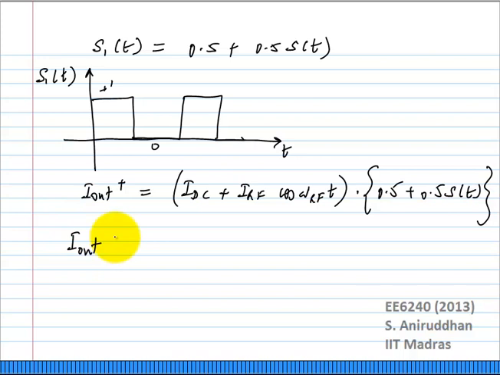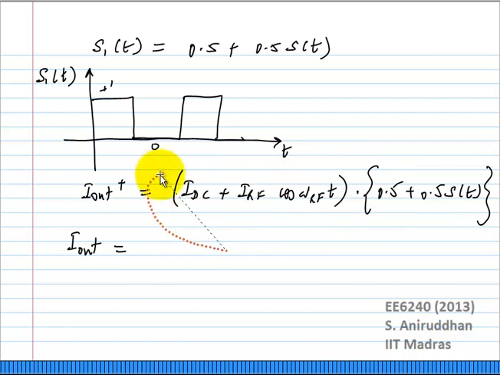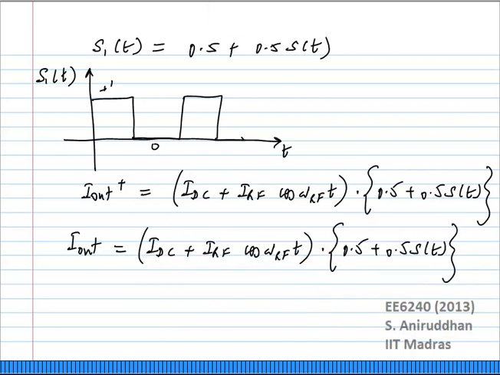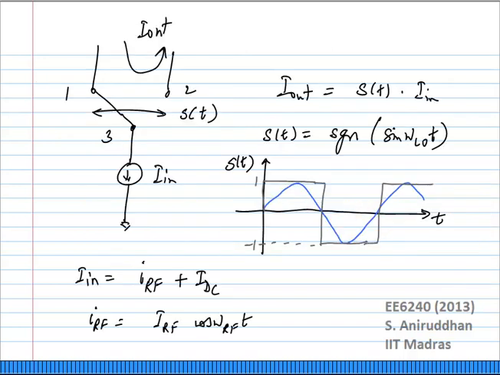The differential current I out will just be this. Just going to copy it and paste. As expected, this will just be this times signum of sin omega LO t. Now how do we figure out what this is? What components do you get? Very simple, you just need to figure out the Fourier series components of this signum function. Right? That is also very easy to do, it's just a simple square wave.